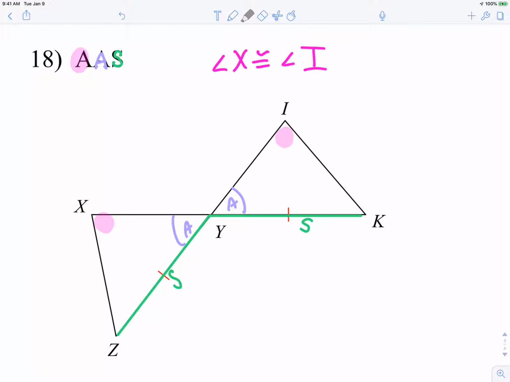Number 18. We've got a pair of sides marked congruent, and we also can assume this pair of angles are congruent, which happens to be right adjacent to it. So the S and the A right next to each other. We need to pick a pair of angles then for AAS that would make S not included, because it doesn't say ASA, it says AAS. So that means I would choose angle X congruent to angle I.